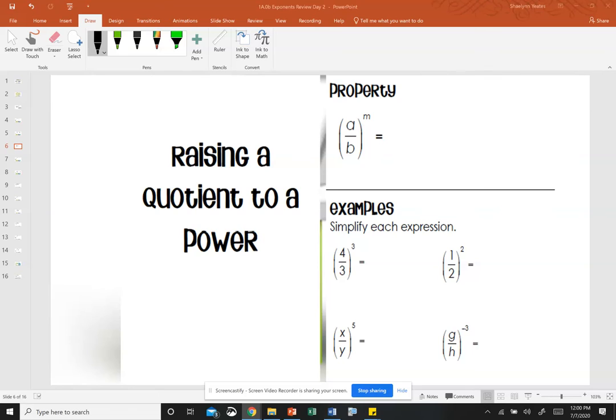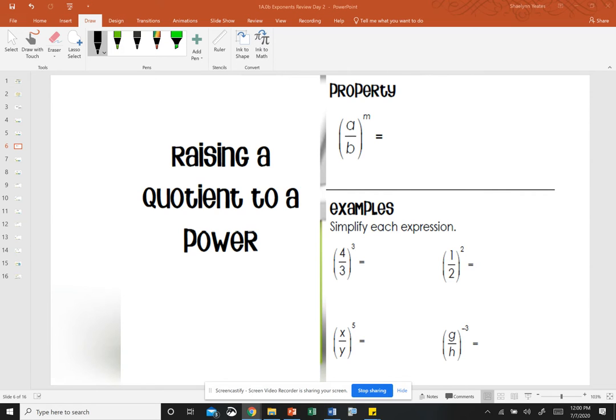All right, so now we're going to do raising a quotient, or a fraction, which is another word for quotient, to a power. So we've got a over b to the m, and I'm not quite sure what that means. Some of you probably already do. Okay, let's be real. I already know what that means, but let's explore this a little.